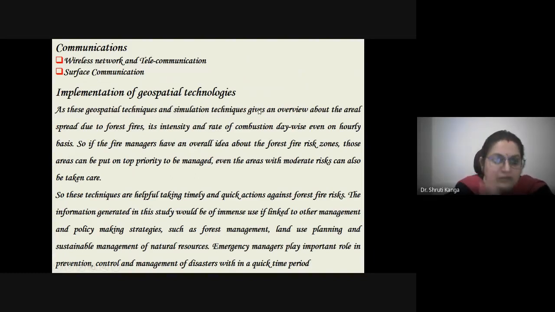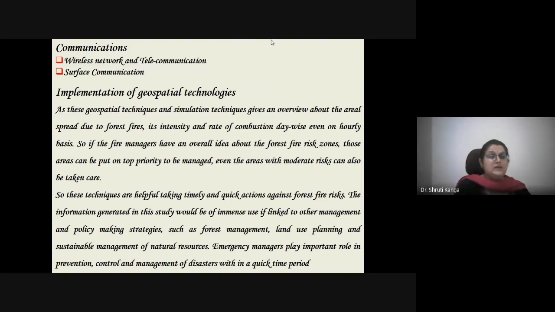Because we know that if these are the areas having very high or moderate risk of fires, and this will be the intensity in terms of the aerial spread and the temporal spread, based on every hour. So if we manage the fire at the very beginning stage, we could manage so much of the loss. That's how we can say that implementation of these geospatial technologies can play a very helpful role as far as forest management is concerned for different forest fire managers and organizations.